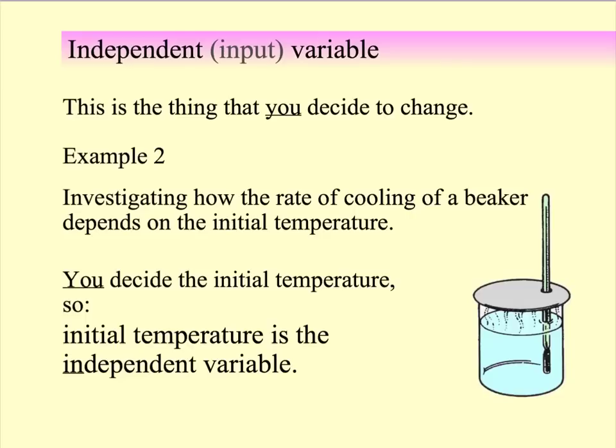Okay, this is another example. Say you're investigating how the rate of cooling of a beaker depends on the initial temperature. So you're going to decide on the initial temperature. You may start the water just below boiling point, or whatever temperature. You can apply however much heat you want to. You decide the temperature. So the temperature in this experiment is the independent variable.